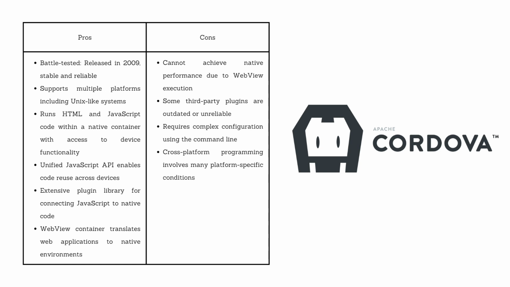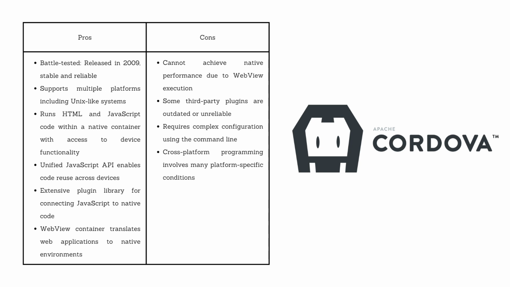And Cordova uses plugins to connect its JavaScript code to native code in the backend. And there exists a huge choice of plugins for different platforms and features. And thanks to the web container, Cordova-based web applications translate your HTML application to the native environment.